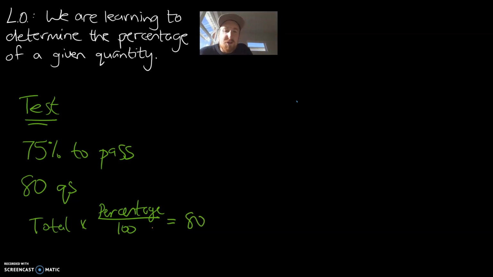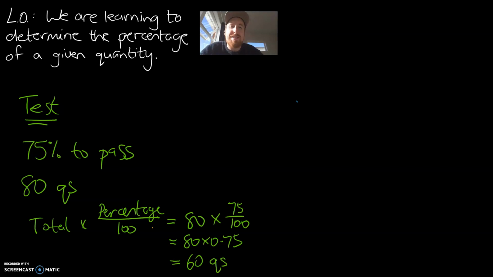So there were 80 questions in total, and we're going to times that by 75 divided by 100. So that divided by 100, we're undoing the percentage. And that becomes 80 times 0.75. Awesome. And we can plug this one straight into our calculator now. And 75% of 80 is 60. So I need to get 60 questions in that exam to pass overall.